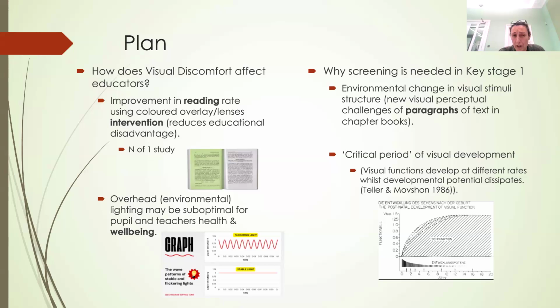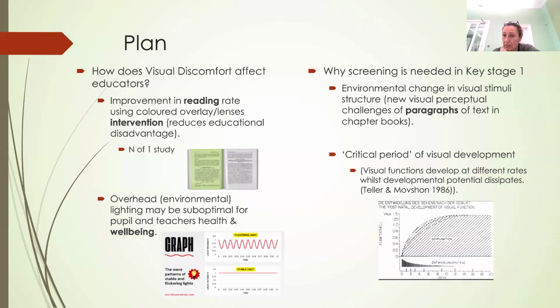We can improve the reading rate of people that are experiencing visual discomfort using an intervention of coloured overlays. I'm going to talk about my N of 1 study and briefly talk about how overhead environmental lighting might be suboptimal for pupils' and teachers' health and well-being.